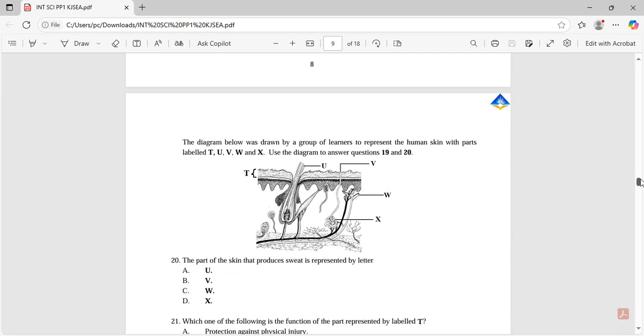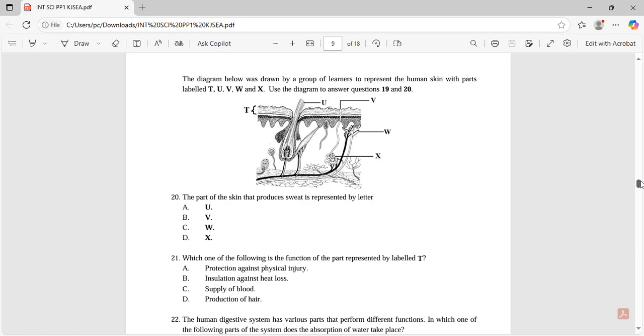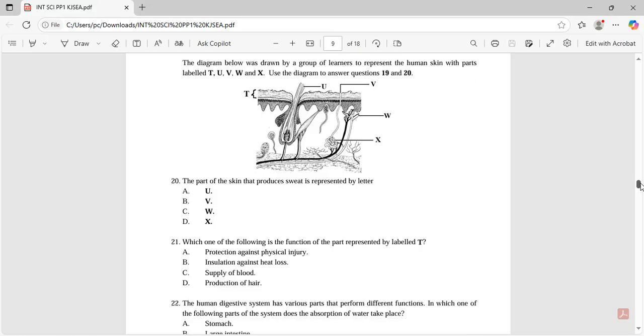On to number 20, we have the human skin. The diagram shows the human skin; answer questions 19 and 20. The part of the skin that produces sweat is represented by the letter X. It's the sweat gland, not the subcutaneous. So 20D, the sweat gland. X is the one that produces sweat.